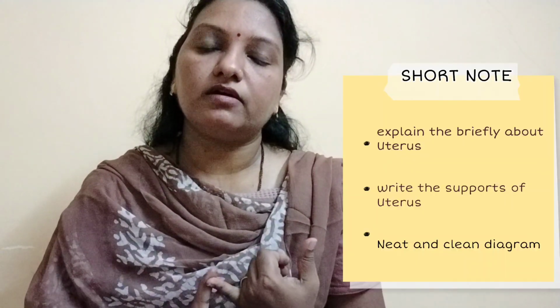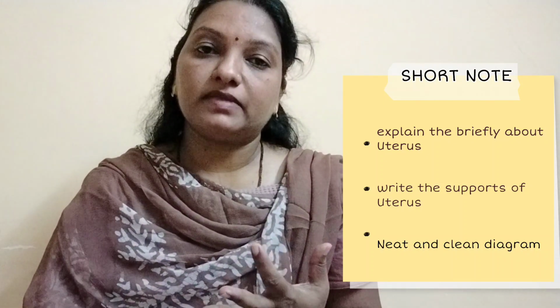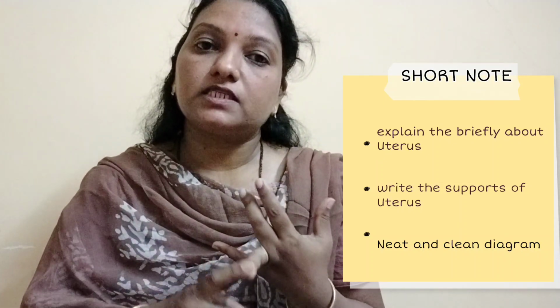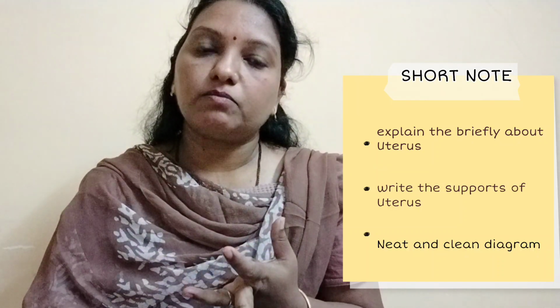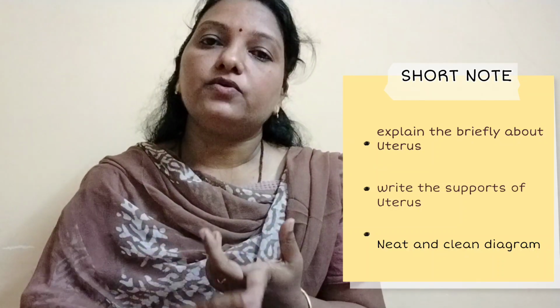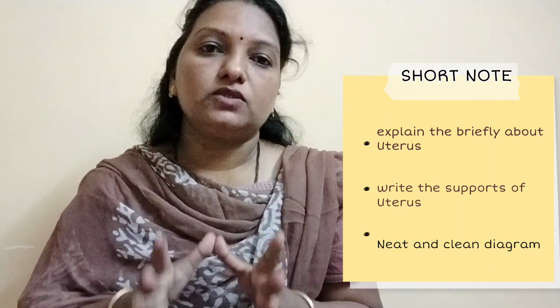So for writing the short note for 5 marks on supports of uterus, first you have to explain briefly about the uterus. Then you can explain what the different supports of the uterus are. If you can explain each and every support, it is well and good. Then you have to explain all the supports with a neat and clean diagram. So it will be very presentable, and you will get the expected marks.